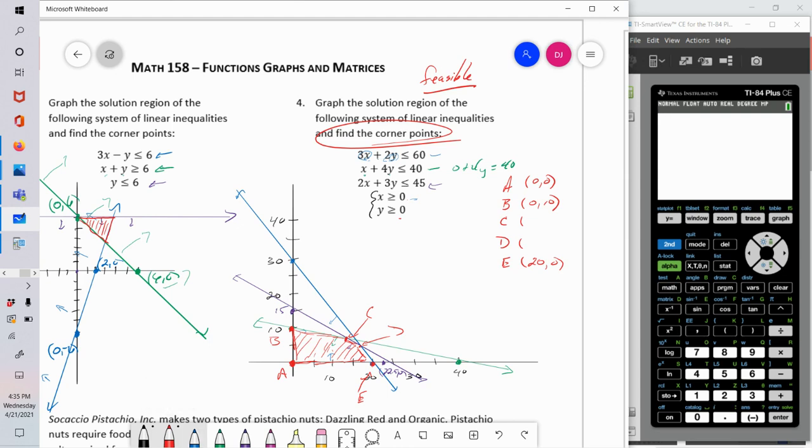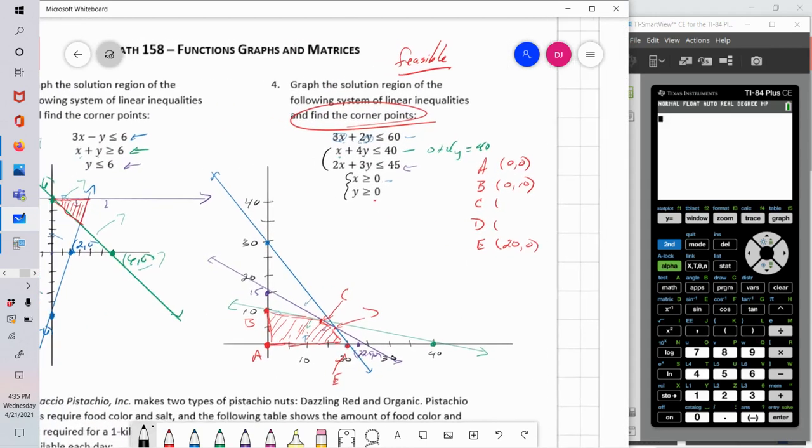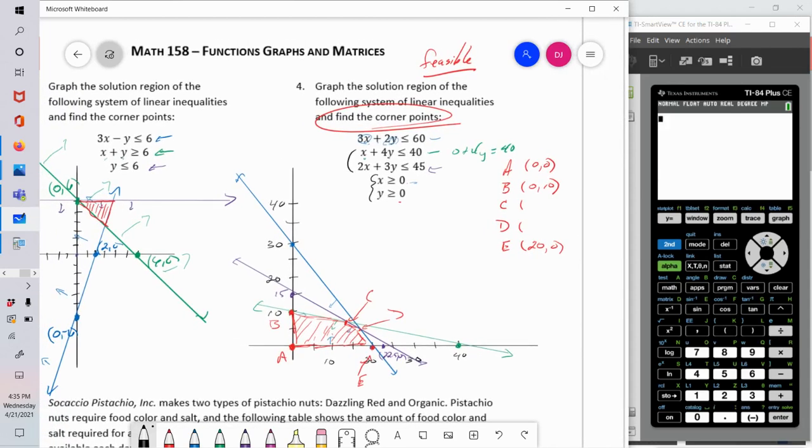Now notice that point C right in there is the point where the green line and the purple line are intersecting. In other words, what I need to do, I don't have a lot of space here, I need to find the point where the green line, x plus 4y, actually let me go over here.